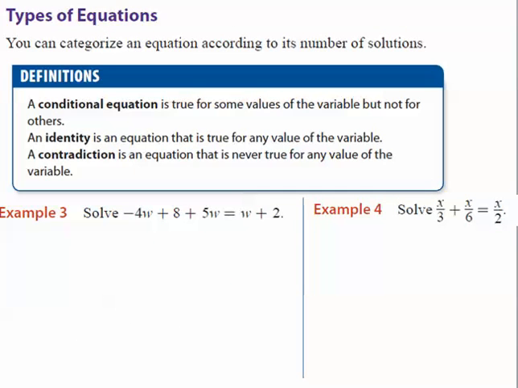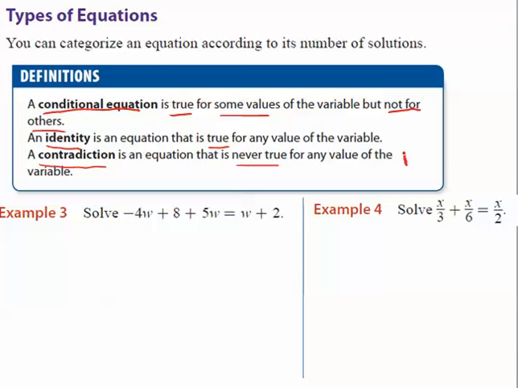Next frame. Types of equations. We have a conditional statement. It's true for some values, but not for others. An identity is when it's true for any number that we put in. A contradiction is when it's never true.